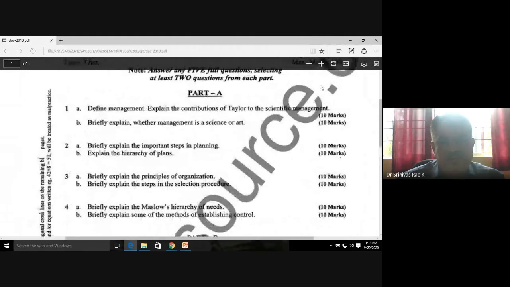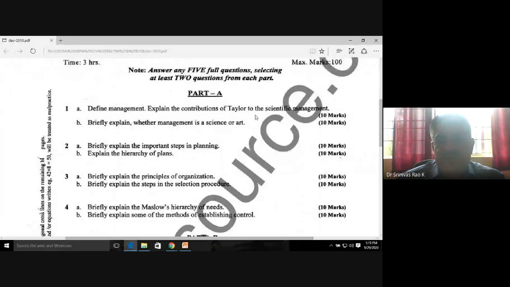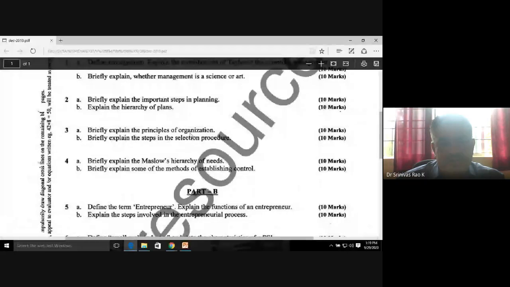See, this question is always there: define management, explain the contributions of Taylor to scientific management, briefly explain whether management is science or art. It's 10 marks, very nice question. We already discussed this. Explain the important steps in planning, hierarchy of planning. Then explain the principles of organization, steps in selection process.